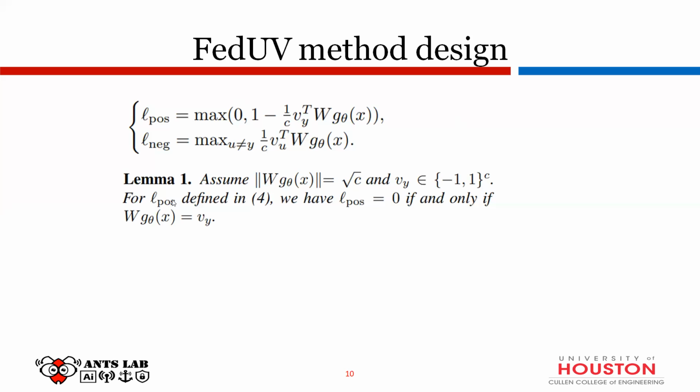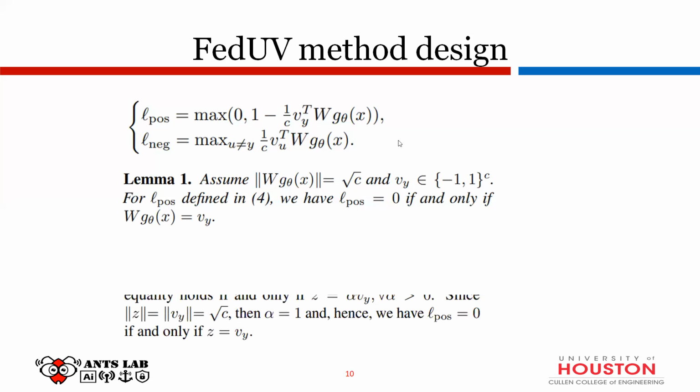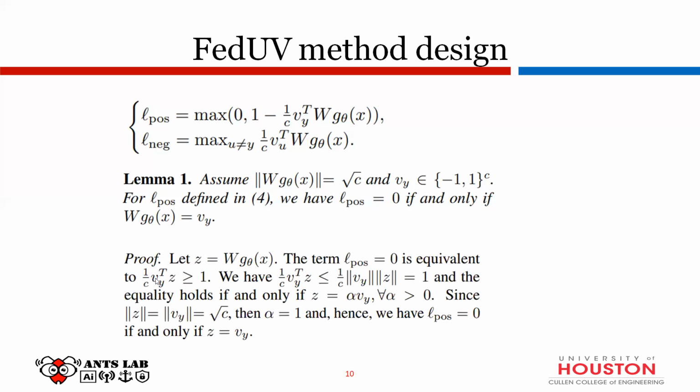For the positive loss defined in Equation 4, which is the definition right here, we will have the loss positive equal to 0 if and only if this secret embedding equals Vy, which is the true secret embedding itself. So here's a bit of proof.